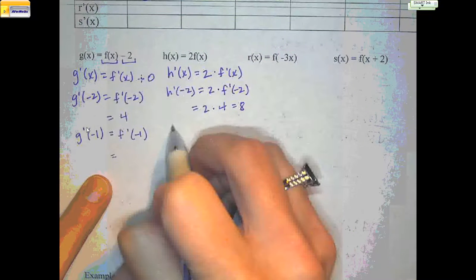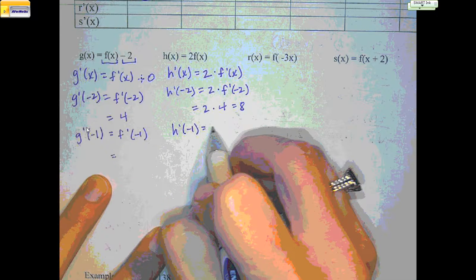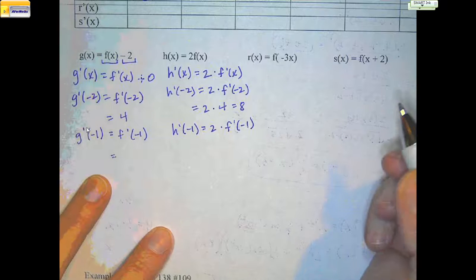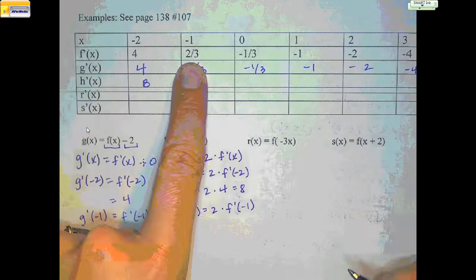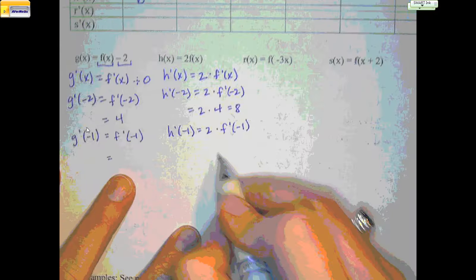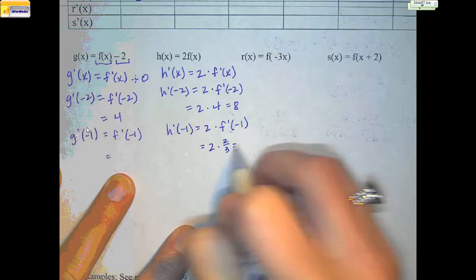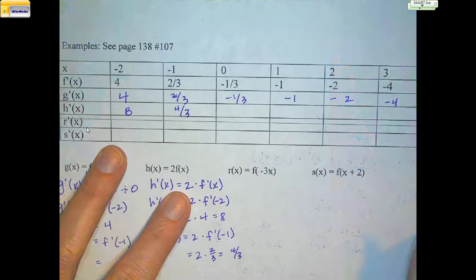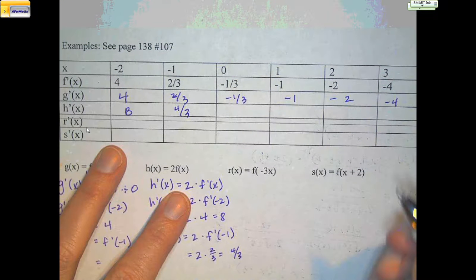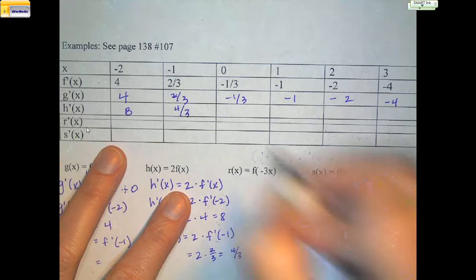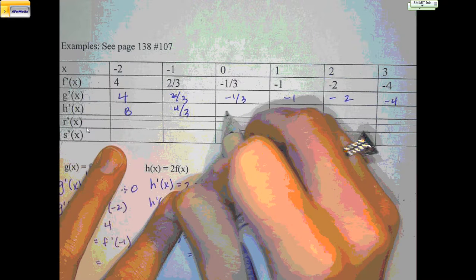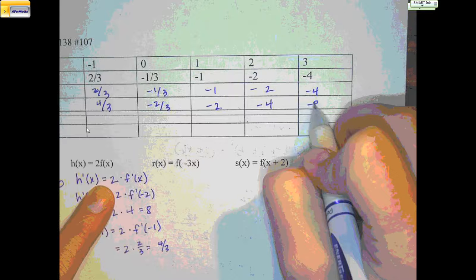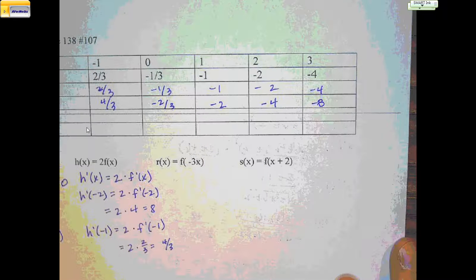Same thing, derivative of h at -1 is 2 times the derivative of f at -1, which is 2/3 according to the chart. So 2 times 2/3 is 4/3. Do we see a pattern? Can we continue? Yeah, can we just double everything? Bless you. So we have -2/3, -2, -4, -8. Questions so far?